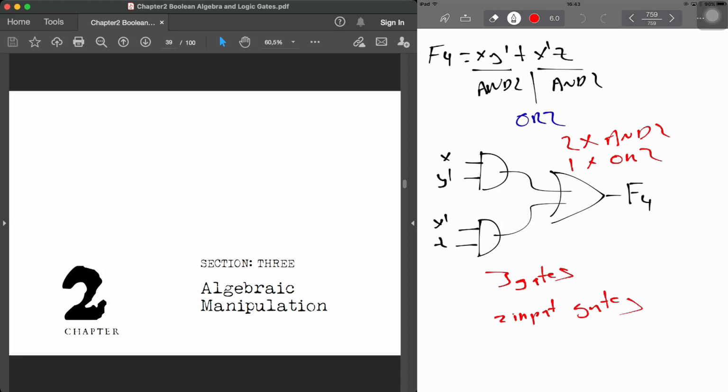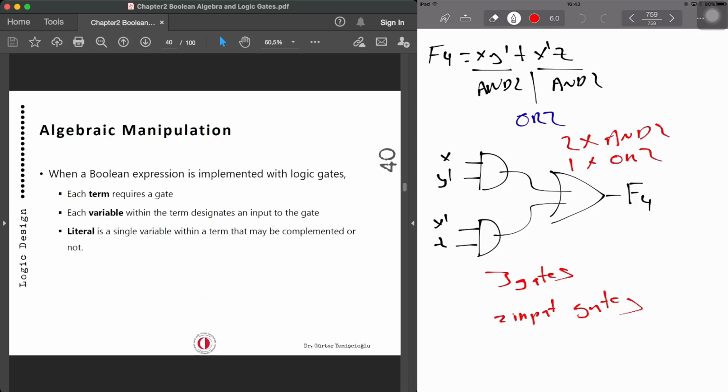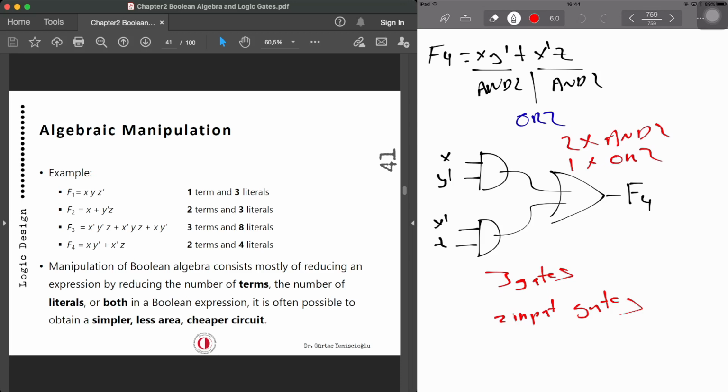Now with algebraic manipulation, when a Boolean expression is implemented with logic gates, each term requires a gate, and each variable within the term designates an input to the gate. A literal is a single variable within a term, like x prime or y. Okay, so terms and variables and literals are all important. And when we consider these 4 different expressions, you can see that we can have different terms and literals in each gate.